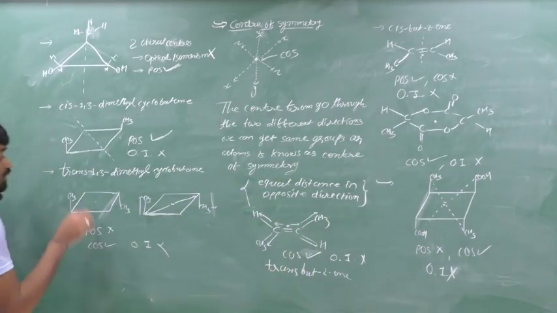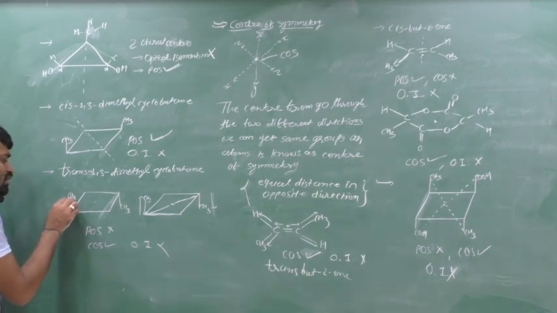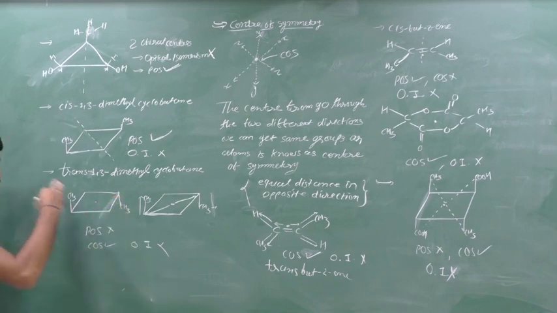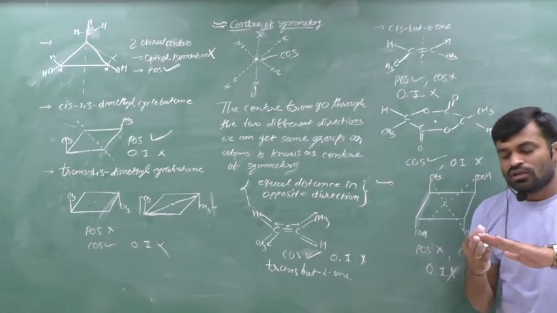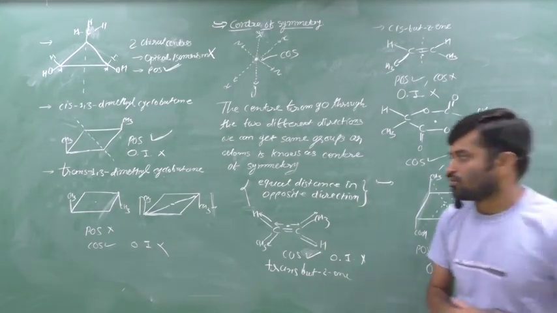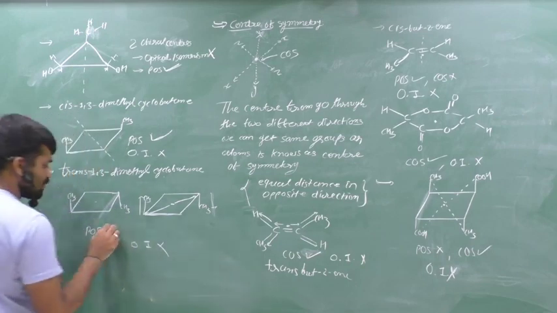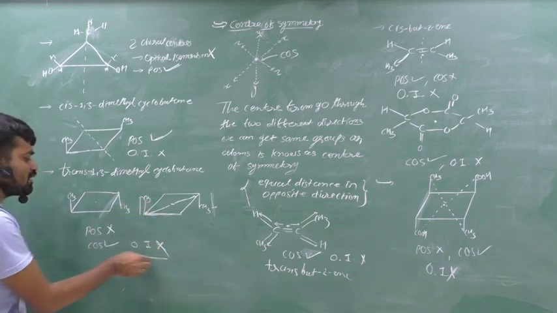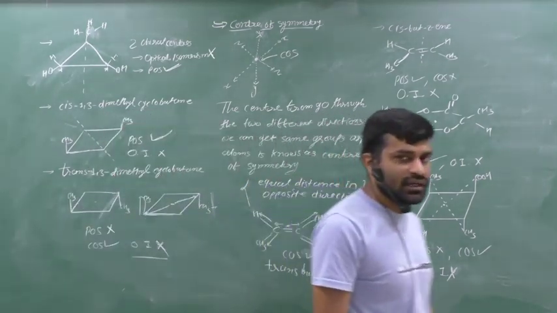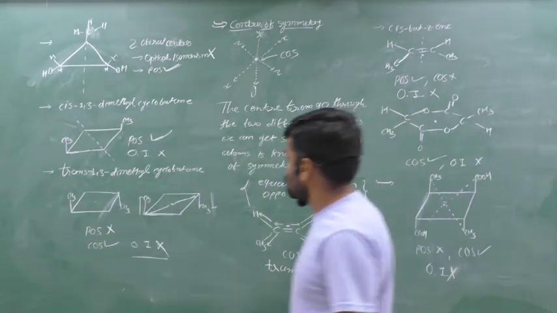Next one is trans-1,3-dimethyl cyclobutane. It means one methyl is upside, the second one is downside. If you pass the plane, it does not cut the molecule into two equal parts, because one is upside and the second is downside. Clear? It cannot have a plane of symmetry, but it is not optically active, because it has a center of symmetry. If any symmetry is present, then the compound is not optically active. Clear?